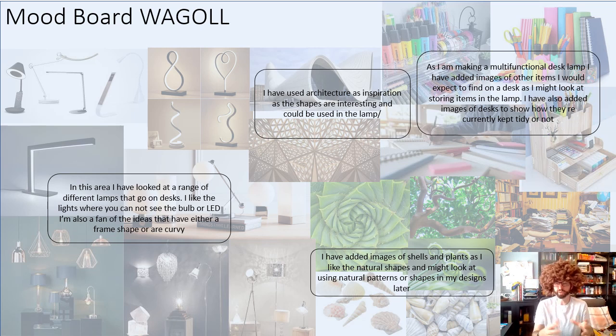So I've sort of unpicked. These are the bits I like. This is the bits I'm maybe not so keen on. And that's really useful to take your ideas forward. That's all I'm looking for on the mood board. So I've unpicked some bits about the nature images, the architecture images there. Why have I put them on there? How is this going to be useful to me?